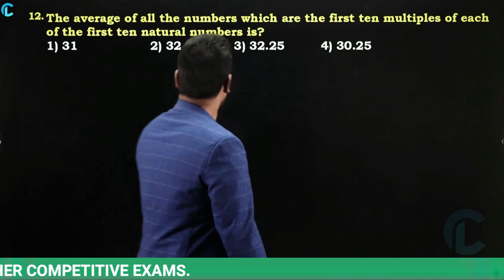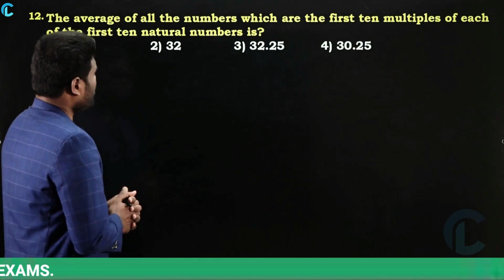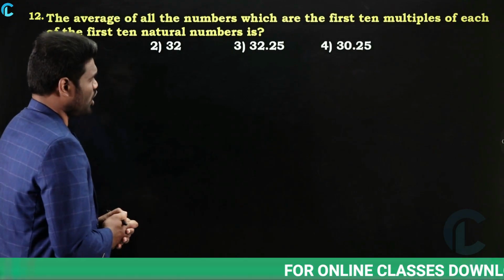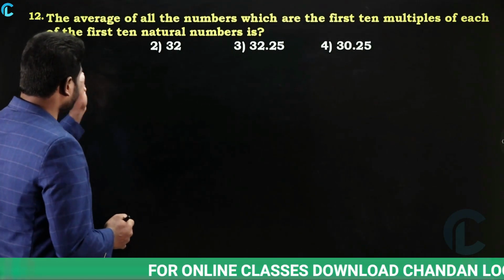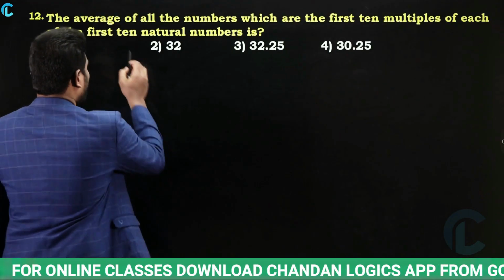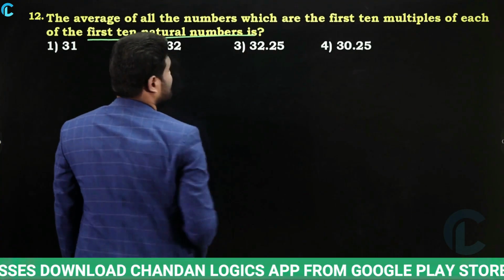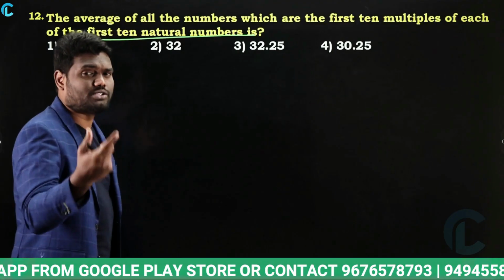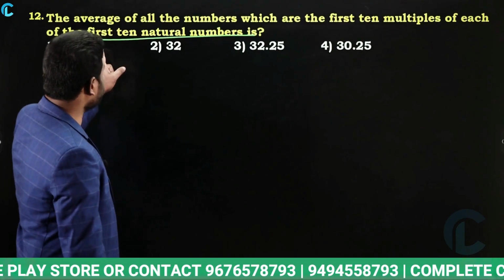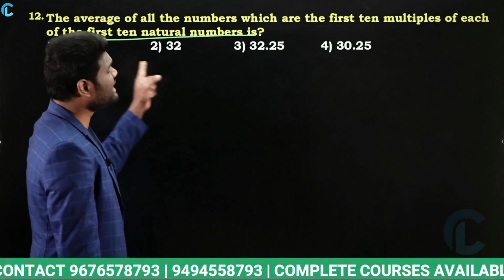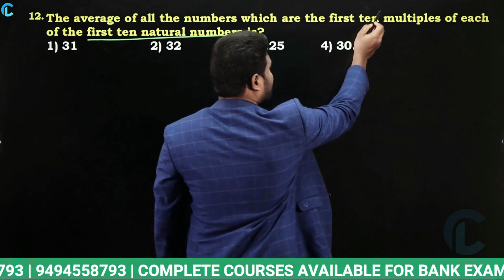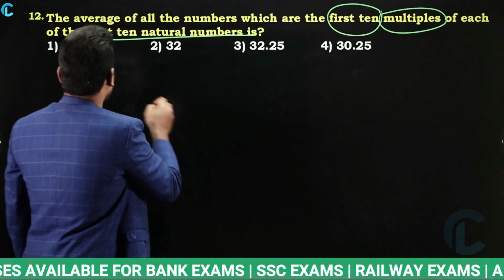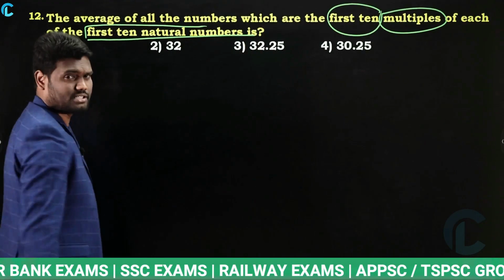Okay. Let us look at the next one. The average of all the numbers which are first 10 multiples of each of the first 10 natural numbers. Now this question is a pretty good question. Just read the question carefully. If you read the question carefully, then solving the question will become easy. Okay. So what it is saying is the average of all the numbers which are first 10 multiples of each of the first 10 natural numbers. Yes or no?